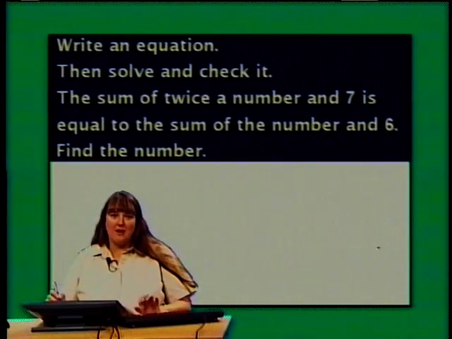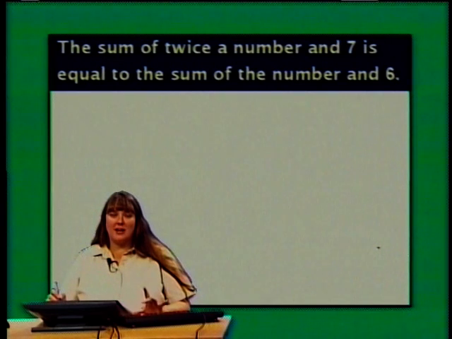So now let's solve this problem given in words. I'm asked to write an equation, then solve and check it. I'm told the sum of twice a number and 7 is equal to the sum of the number and 6, and I'm asked to find the number. To save myself a little bit of space, I've just taken that key sentence. The sum of twice a number and 7 is equal to the sum of the number and 6. And I know we need to find the number.